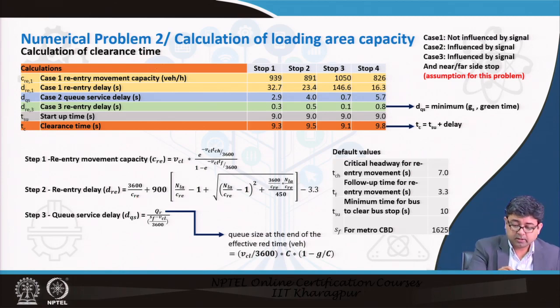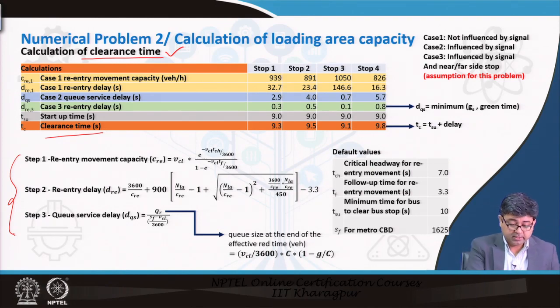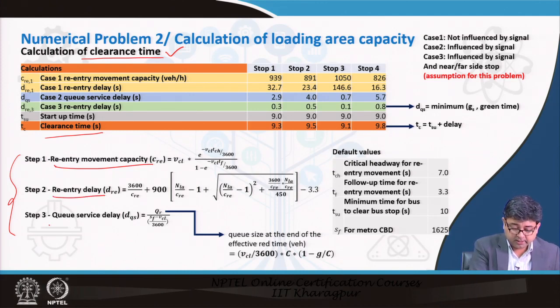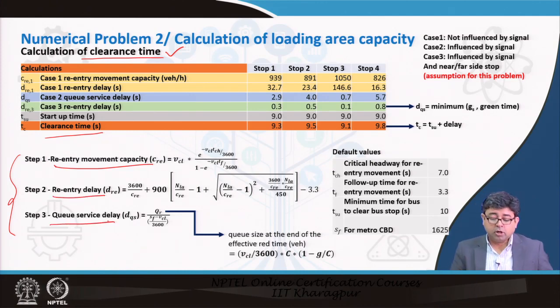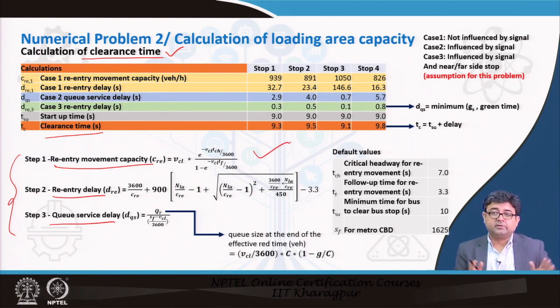The first step in calculation of loading area capacity is the calculation of the clearance time. In calculation of the clearance time, you need to calculate 3 different parameters. One is the re-entry movement capacity, then re-entry delay, and the other is the queue service delay. Now, do not get caught up in the complexity of the formulas. The formulas are very empirical. The values for each of them are given. All you have to understand is what is happening in this case.